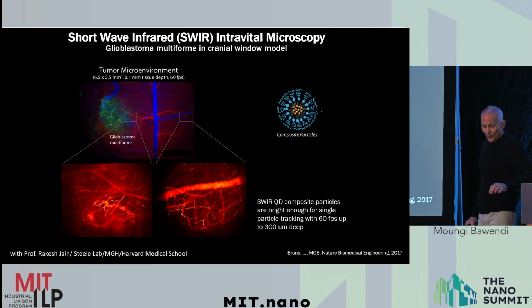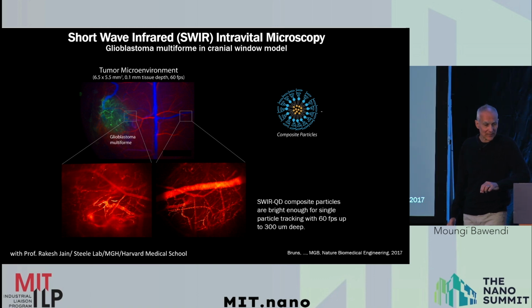And so we thought, what are dots good for that dye molecules aren't good for? One of the things it could be good for is to go into the infrared, where tissue is less scattering. And so we worked again with Rakesh. We created these composite particles that are about 100 nanometers. Why do we do that? Because you can actually see the individual particles.